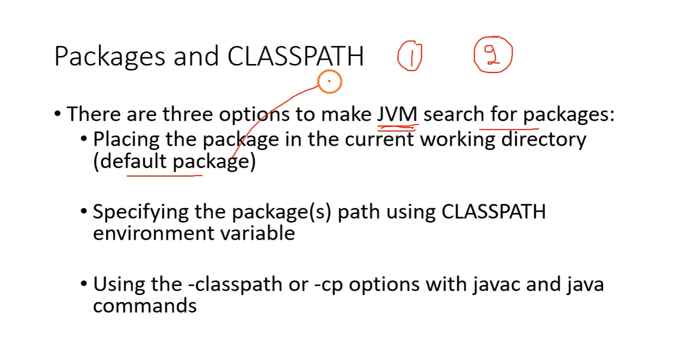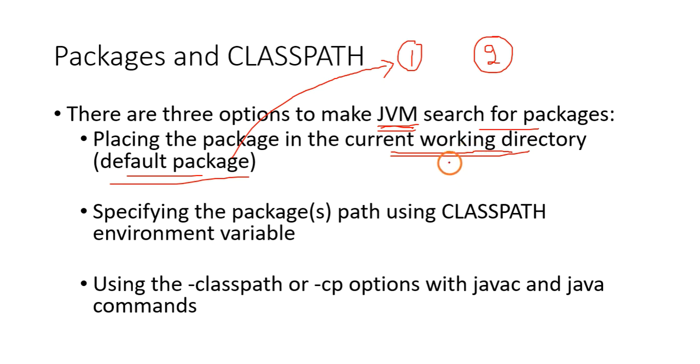So this is related to the first one, within the current working directory. Default package means you don't do anything. You simply write the package statement in the Java program, you compile the program, that's all. So when you compile the program, where is the package file stored? It is stored in the current working directory. So such packages are called default packages. Don't worry about what this current working directory is; in the example video, that is the next video, it will be clear.